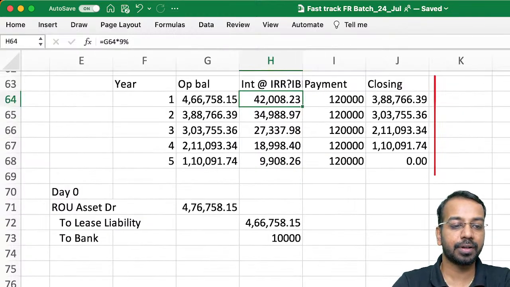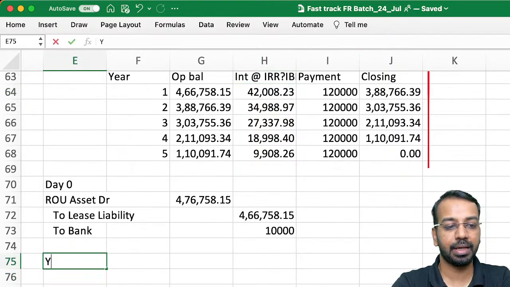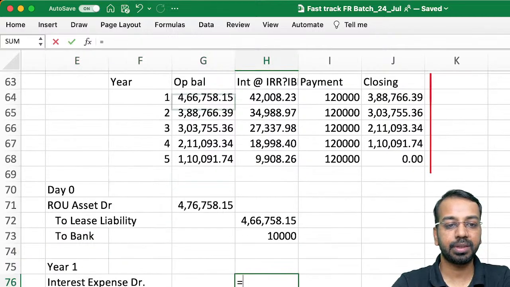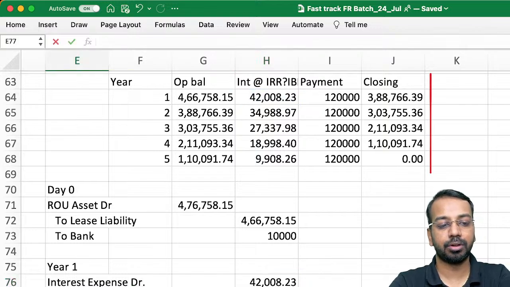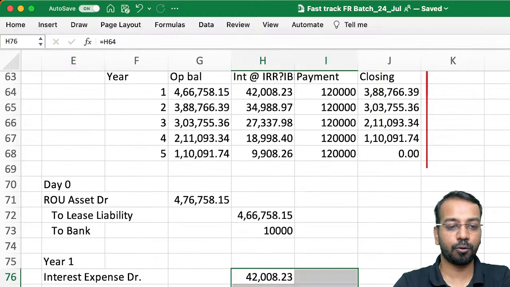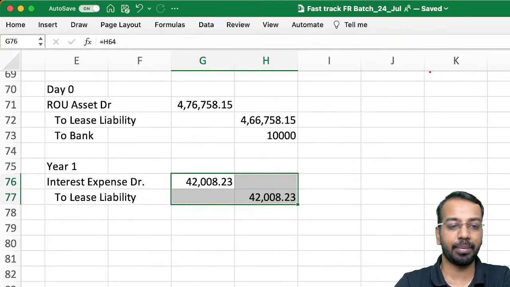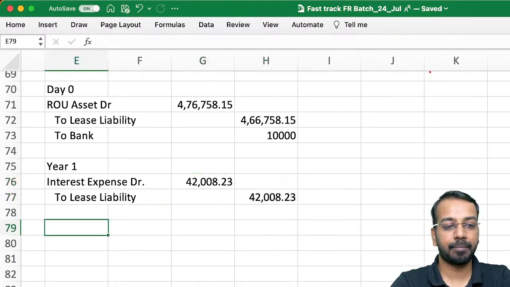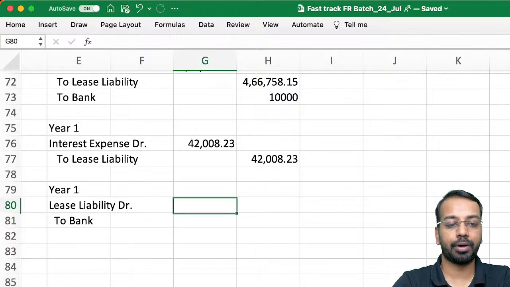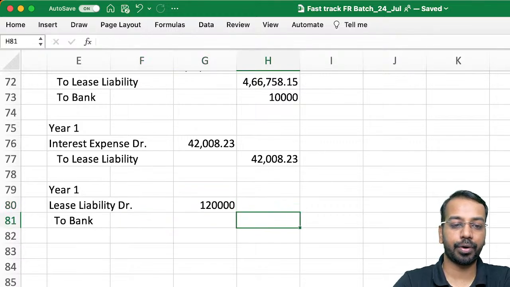So at the end of first year, you would say year 1, interest expense debit 42,008 to lease liability 42,008. Okay, so that is the first entry. Then when you make the payment, you would say lease liability debit to bank 120,123.